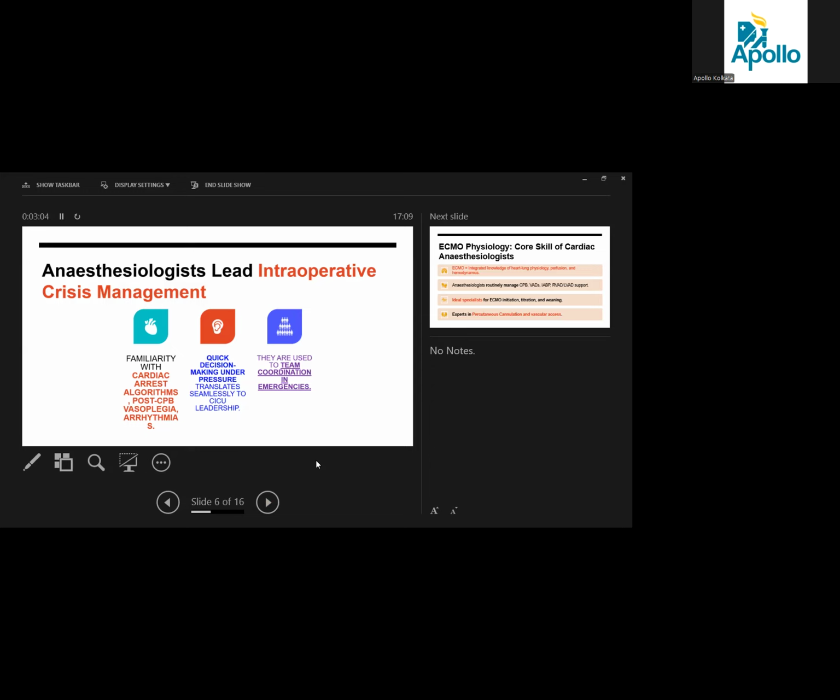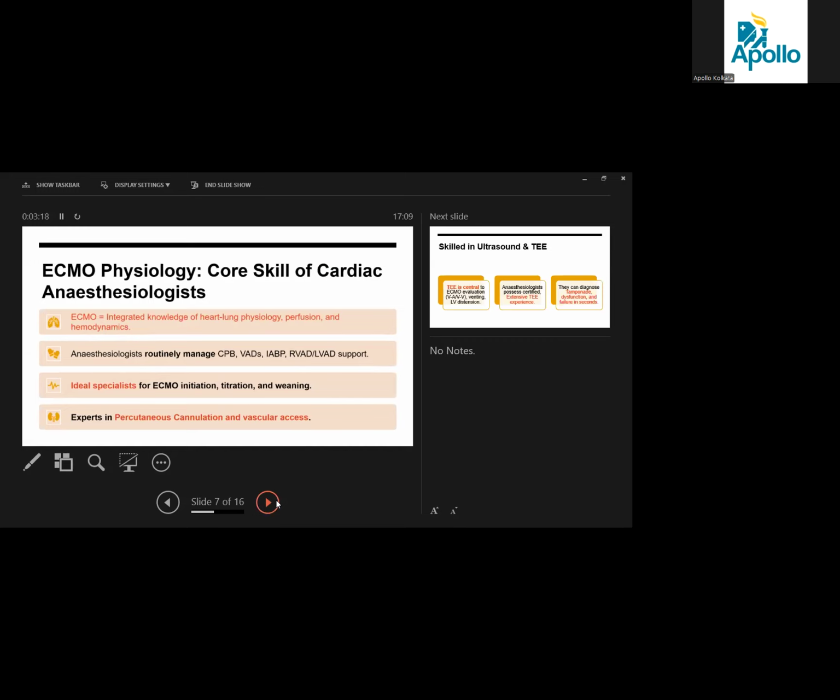We also have to tell the surgeon about any hemodynamic parameter or problem with perfusion. I also have to coordinate with the surgeon. We are already doing that in our day-to-day perioperative ICU scenario. Not only that, ECMO physiology requires the core skill of cardiac anesthesiologists, because ECMO needs integrated knowledge of heart, lung physiology, perfusion and hemodynamics. Anesthesiologists now routinely manage CPB, ventricular assist device, IABP, RVAD, LVAD support. So they are the ideal specialists for ECMO initiation, titration and weaning.